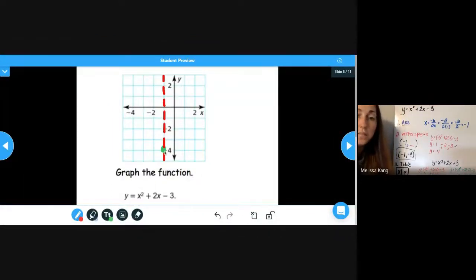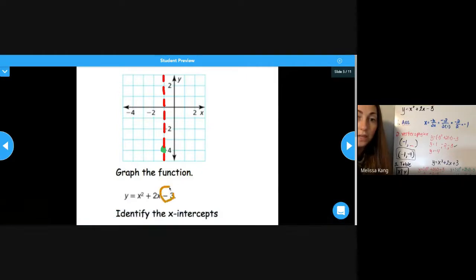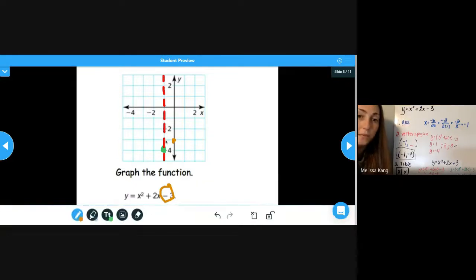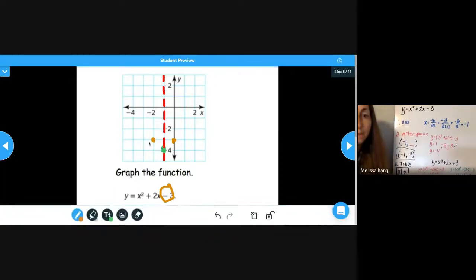So now I just need to find more points than that. We do know our y-intercept, so that's something we could certainly plot. Our y-intercept is that c value, so that's negative 3. So I could definitely plot that point here. And then how far away is negative 3 from the line? It's 1 away, so I should have a reflection point on the exact opposite side.